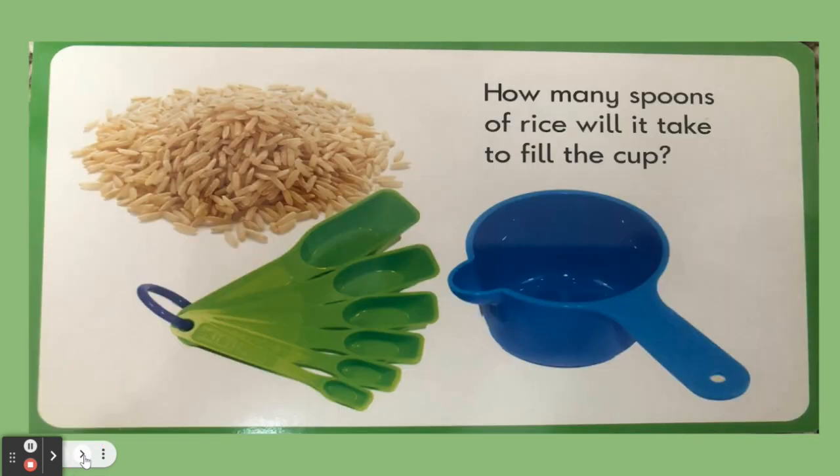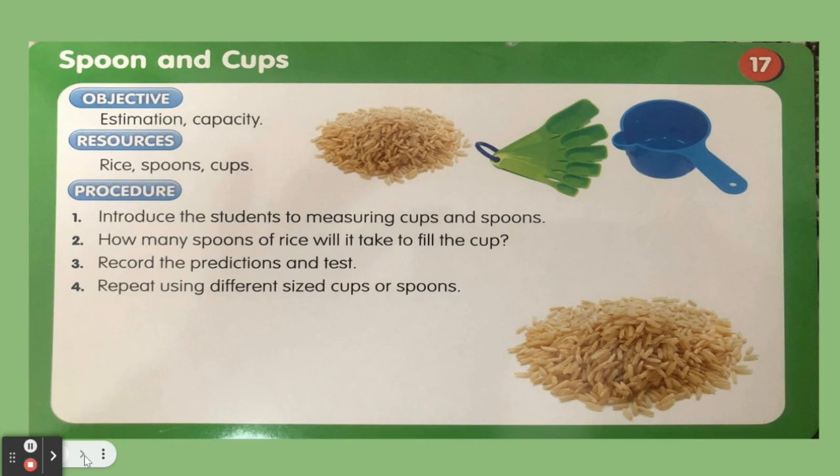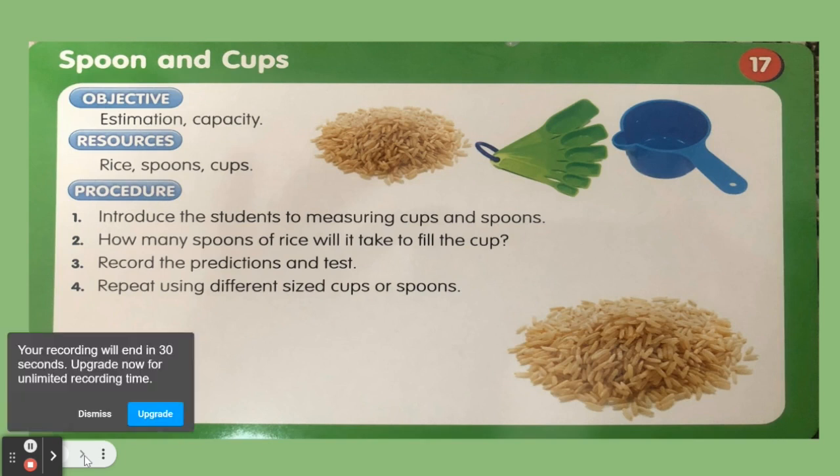The next activity, you're going to need some measuring spoons like Mum or Dad would use in the kitchen for baking, and a measuring cup. Okay, and you could use some rice for this activity. Ask Mum or Dad if you're allowed to use some rice to practice learning about volume and capacity. So we are going to think about how many spoons of rice it would take to fill up the cup.